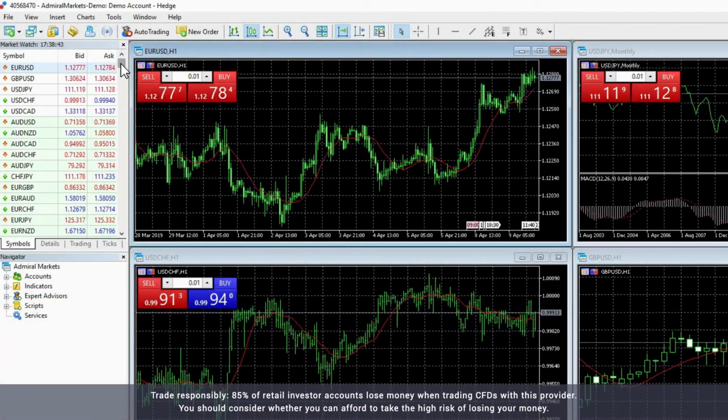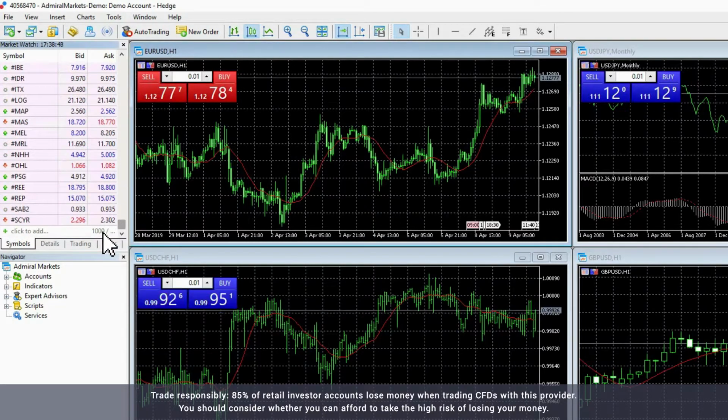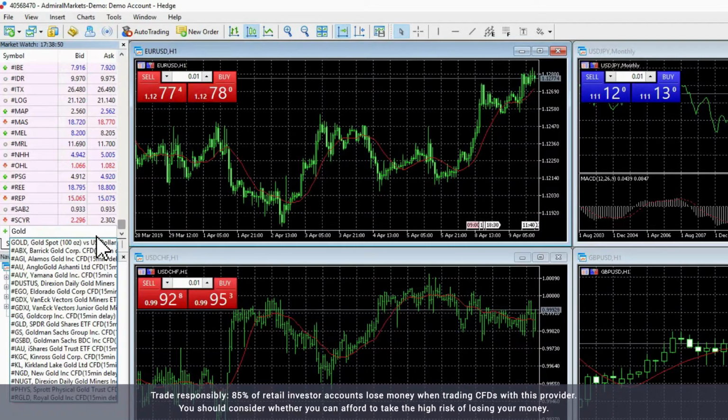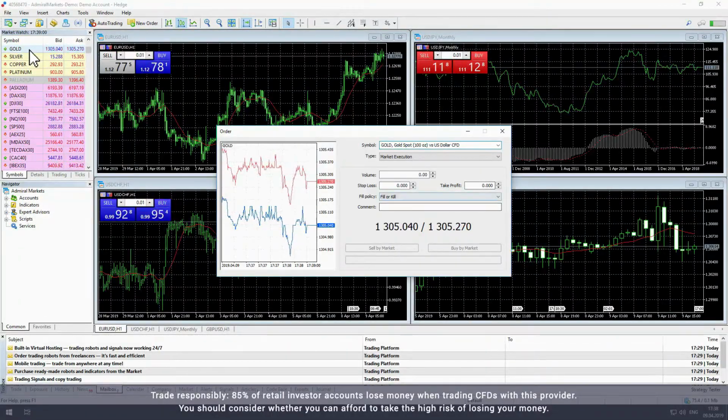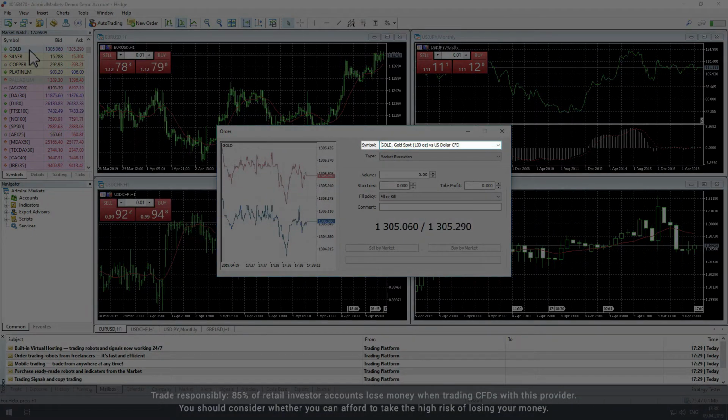First, scroll through the list of symbols to find the instrument you want to trade. If you can't find it, you can add it using the Click to Add option at the bottom of the list. Once you've found the instrument, or it has been added to the list, double-click it to open the order window. This is where you can open a trade. Here you will see that your instrument has already been selected.